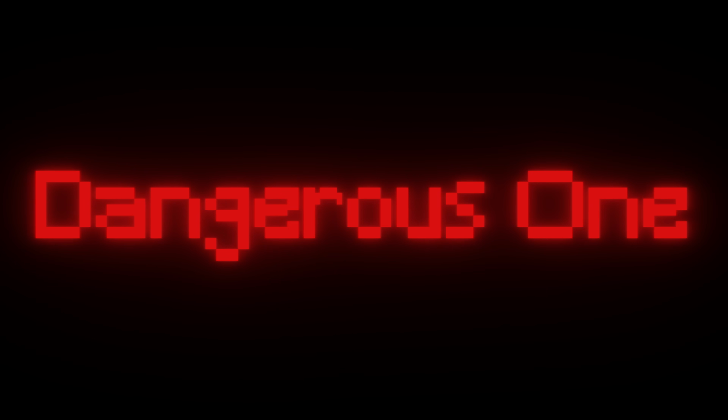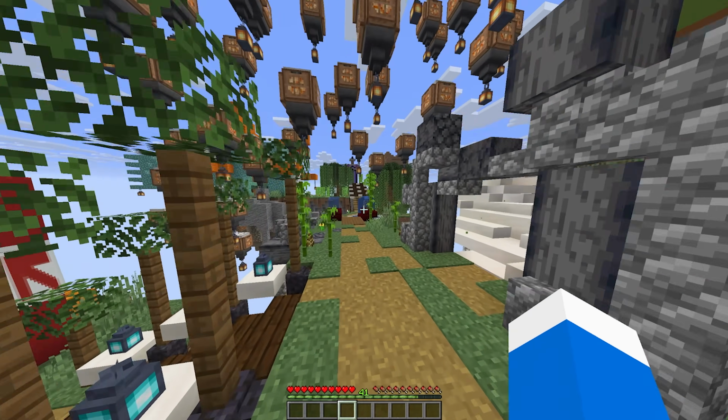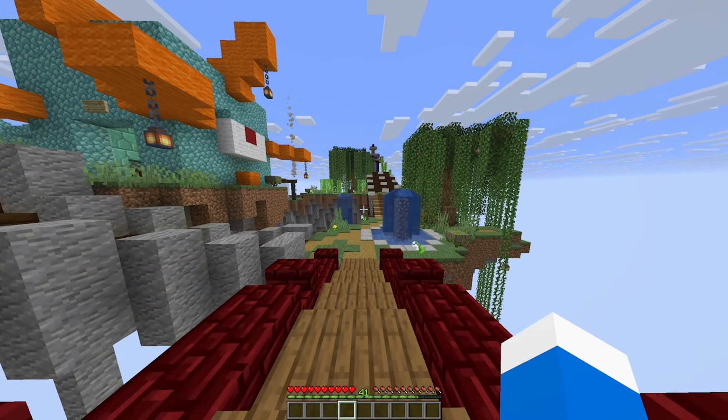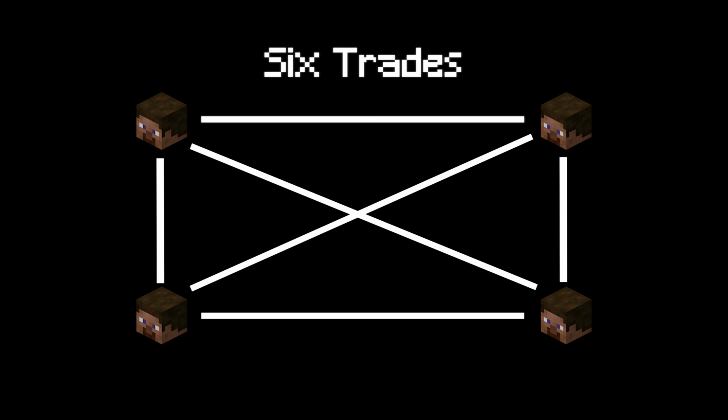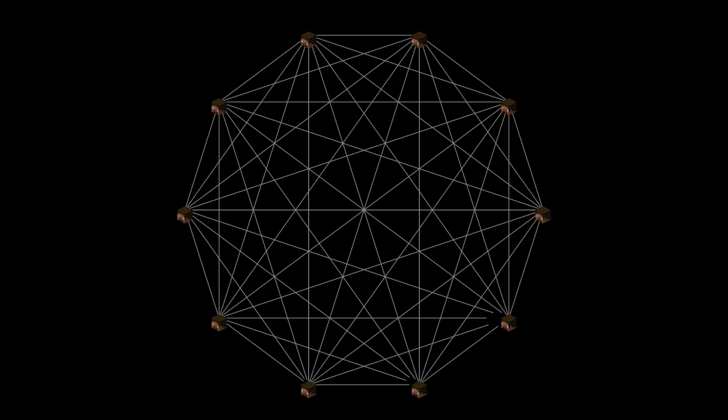And then there's the really dangerous one. Imagine for a second you're at a Minecraft marketplace. Every player needs to trade with every other player. 2 players trading back and forth, just 1 trade. 4 players have to make 6 trades to trade with everybody. And 10 players need to do 45 trades. The number of interactions explodes, even though the number of players only grew a little bit. That is quadratic time.